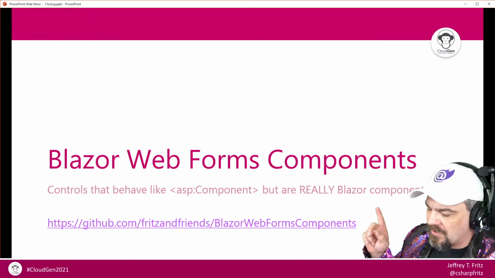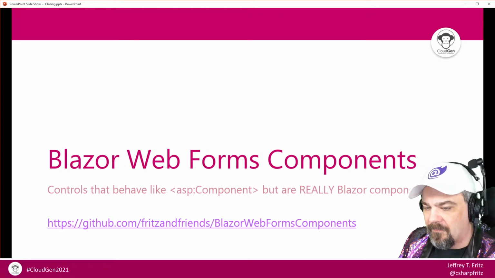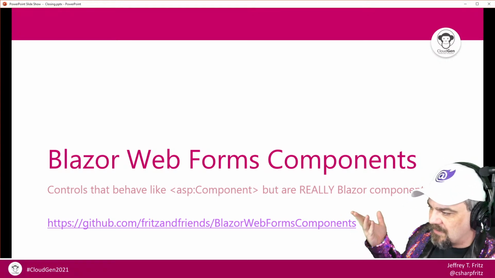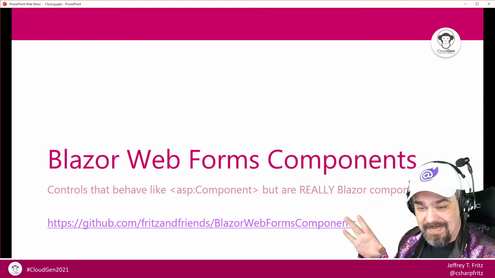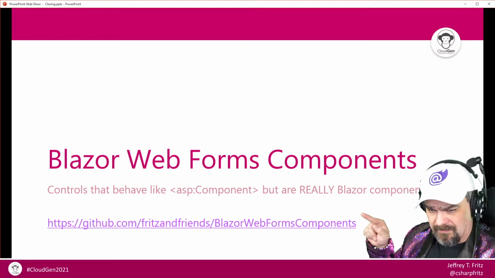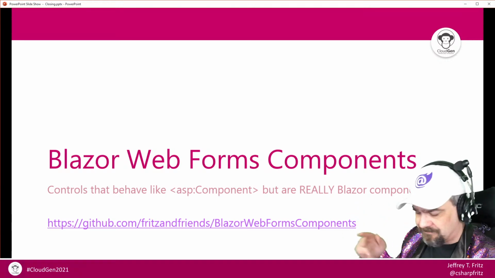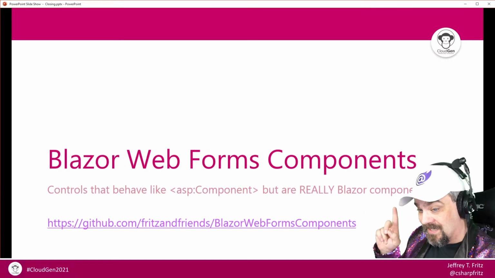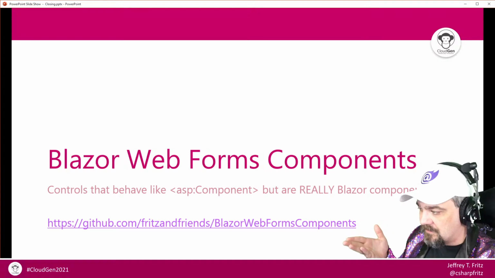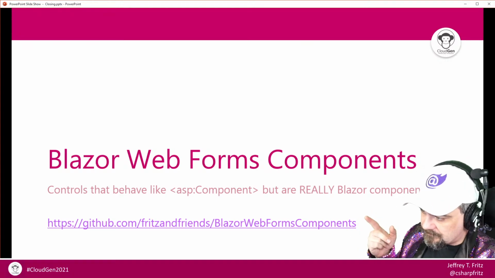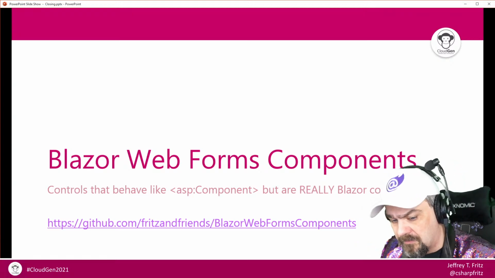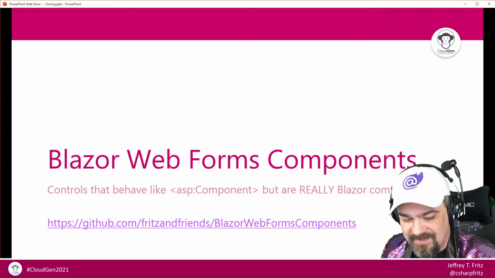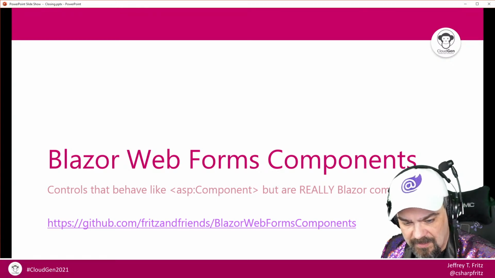I want to show you a project that I've been working on called the Blazor Web Forms components. These are controls that behave like those old school ASP.NET Web Forms components. You've seen them like this, asp:component. But these are actually Blazor components. More about this project you can find at github.com/FritzAndFriends/BlazorWebFormsComponents. Let me go over to that browser and let's take a look at what's involved with that content.